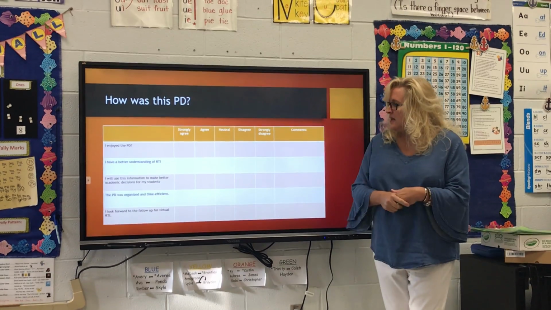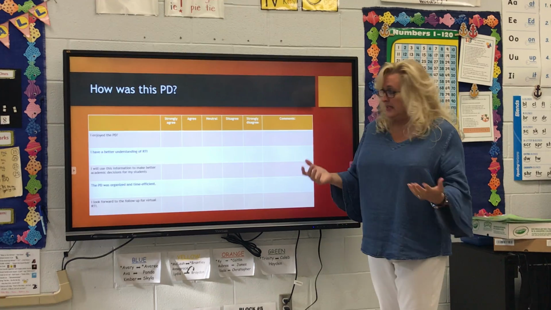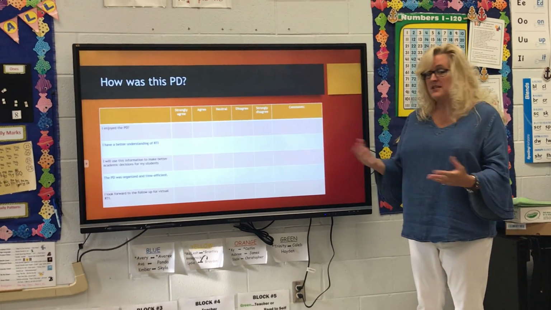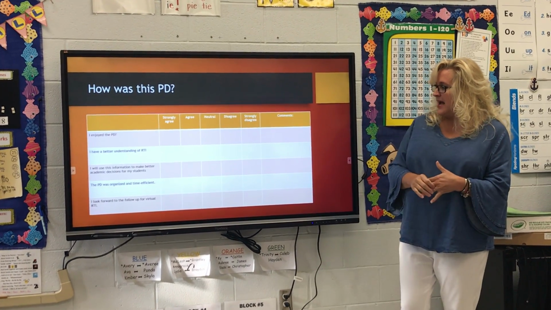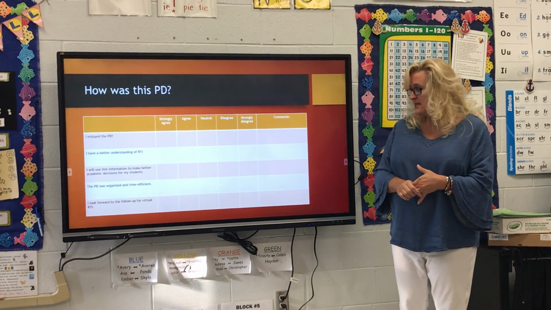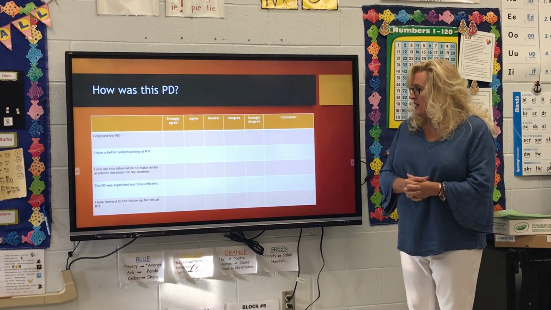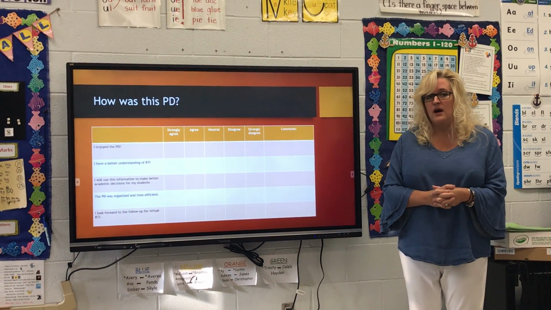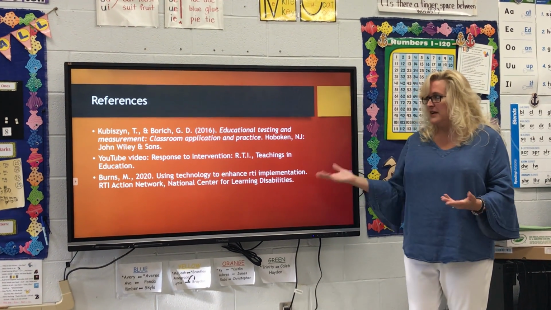This is a rubric that we have on this PD. I am asking if they enjoyed it. I want to know if they have a better understanding of RTI or if this was a waste of their time. Will I use this information to make better academic decisions for my students? I would like to know if this was organized and time efficient. And then I'd also want to know if they're looking forward to the follow-up for more virtual RTI instruction and training. And then I have our references.